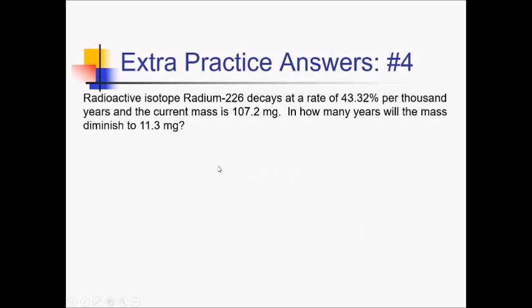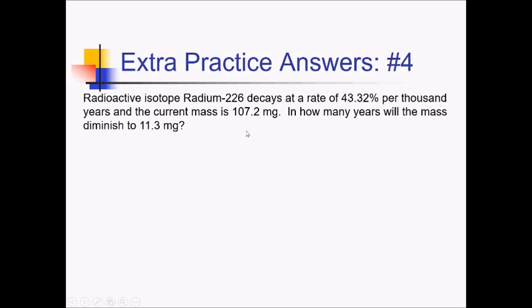For this problem, we have a radioactive problem here. Radium-226 decays at a rate of 43.32% per 1,000 years. Current mass is 107.2 milligrams. How many years will the mass take to diminish to 11.3? Definitely a half-life kind of problem here.